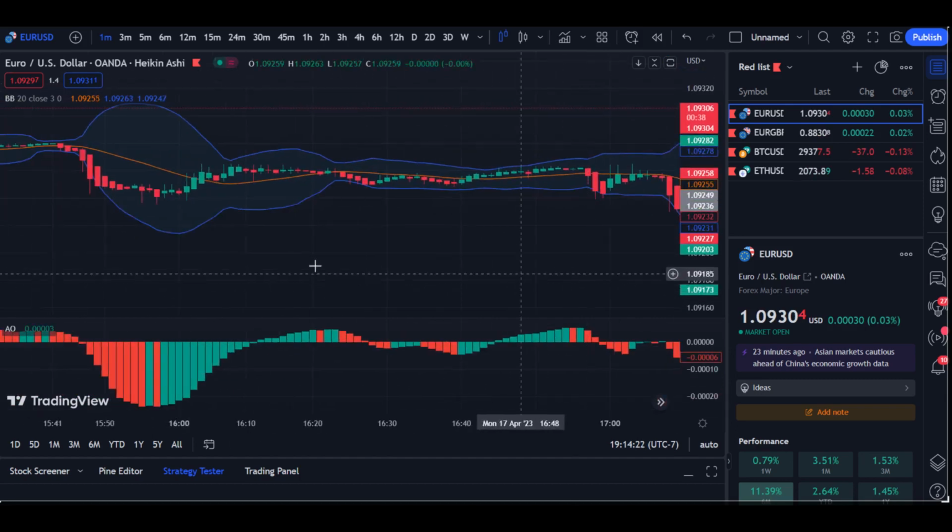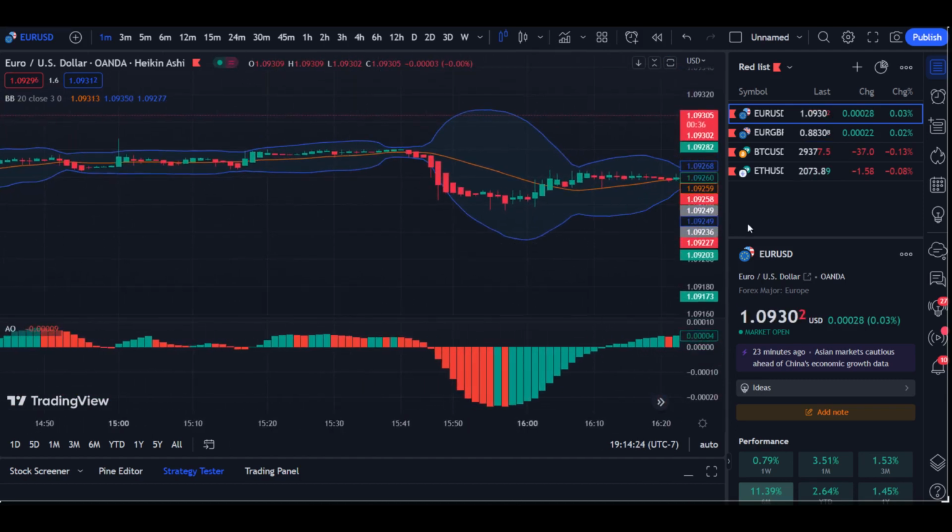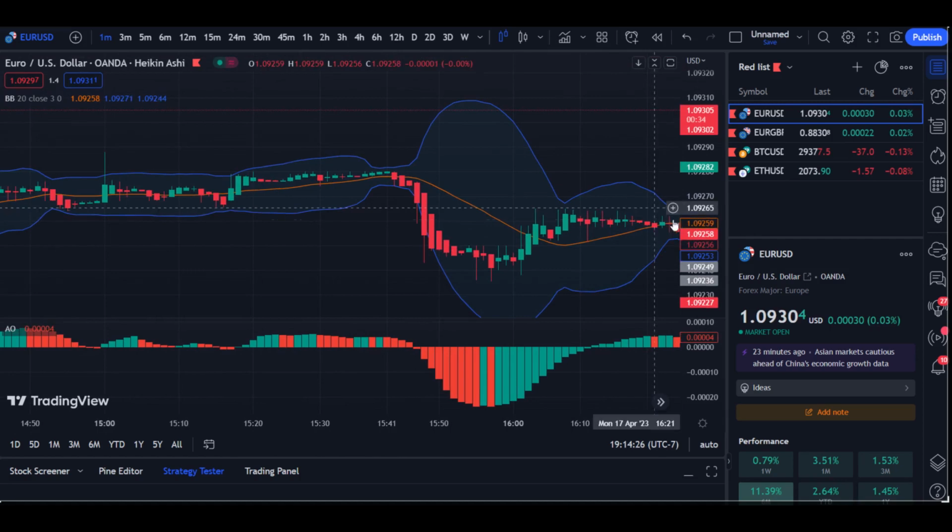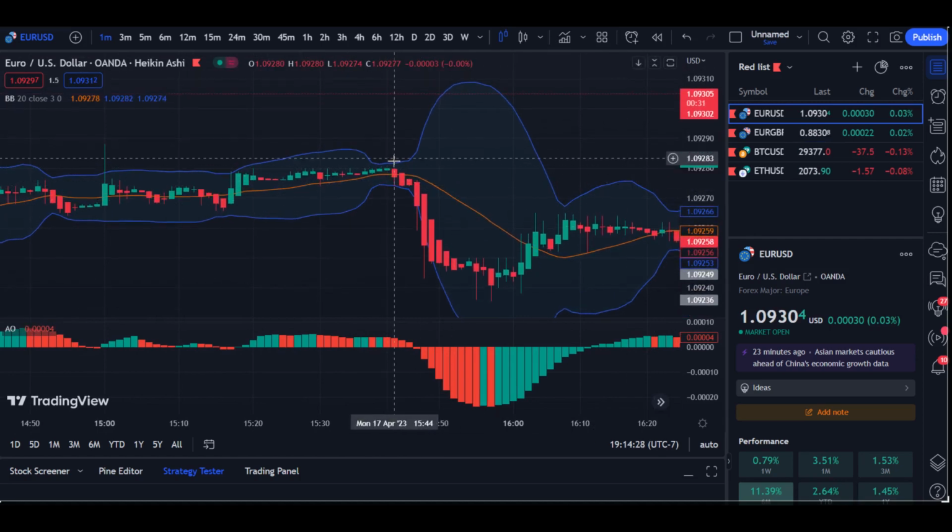All right, so now for the short, we're pretty much going to be looking for the complete opposite. We're going to be looking for a red candle to come up to the Bollinger Band on the top, and we're going to wait for the price action to come outside.